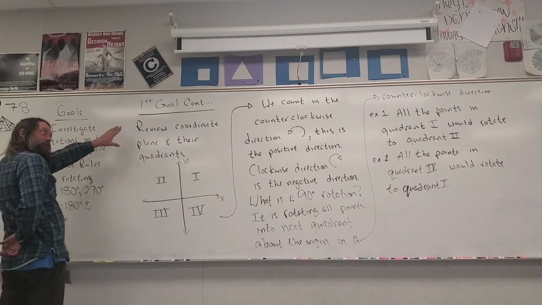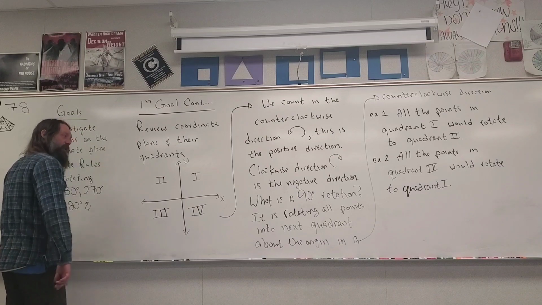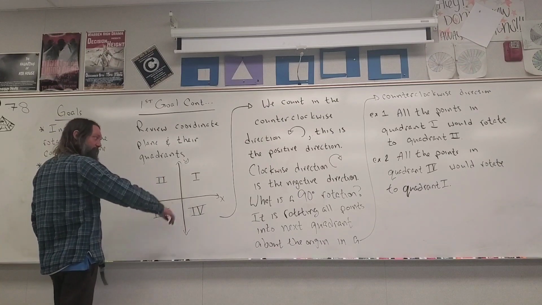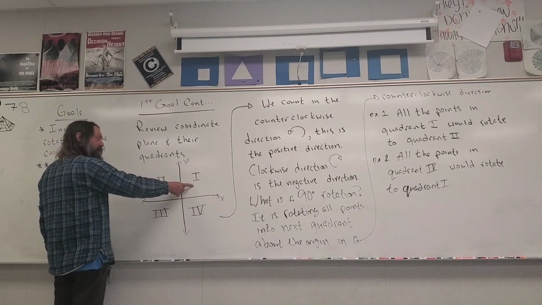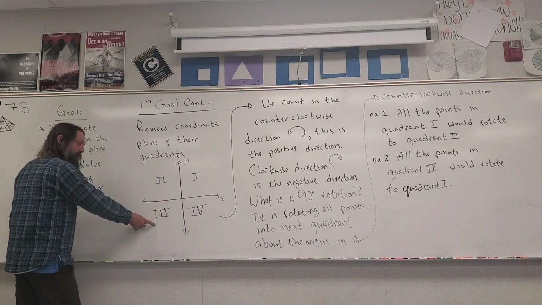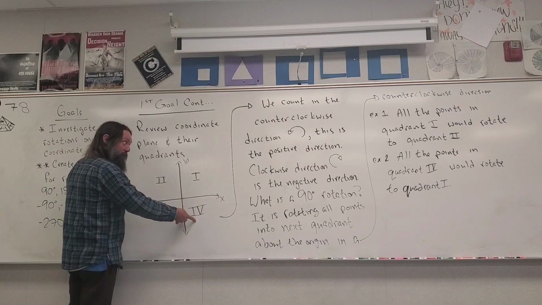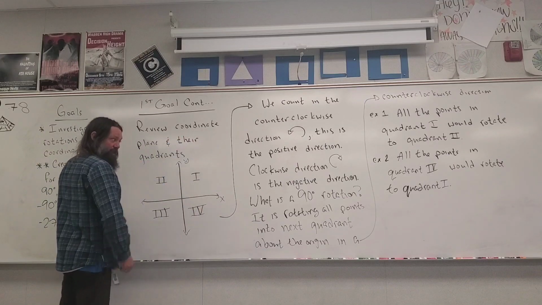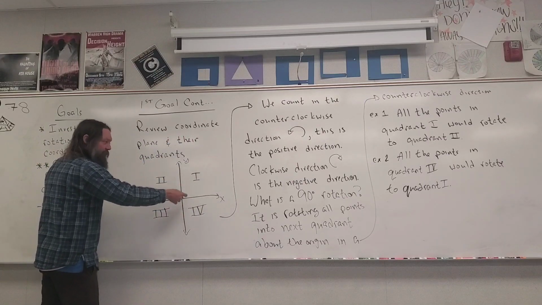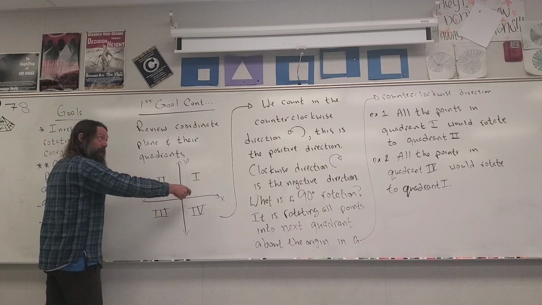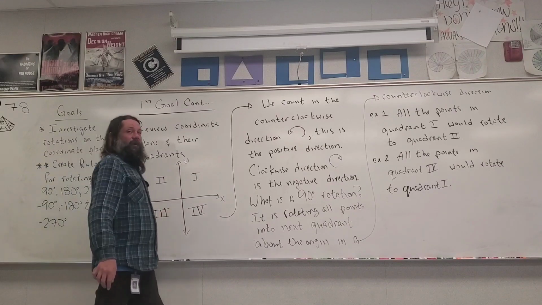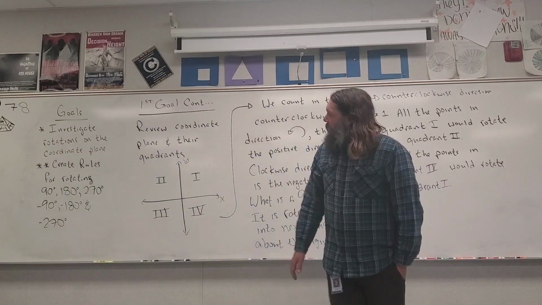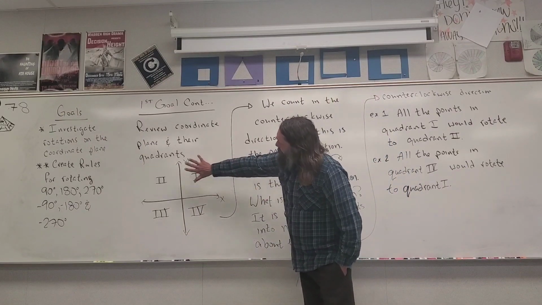All right, so let's review the coordinate plane and its quadrants. It's called quadrants because it's broken up into four. We call this our first quadrant, our second quadrant, our third quadrant, and our fourth quadrant. And we count the quadrants in a counterclockwise direction. So we go in this direction. This is the positive direction of mathematics. Okay, and the coordinate plane reminds us of that.